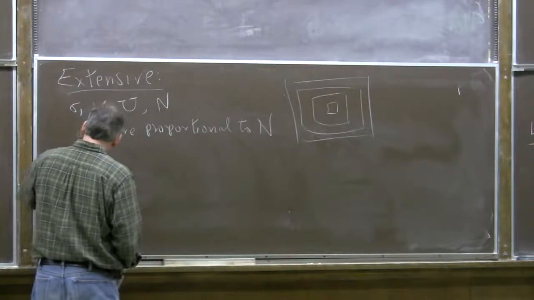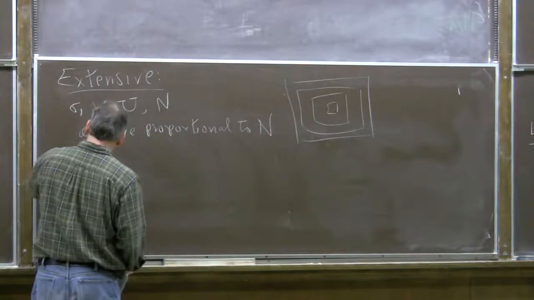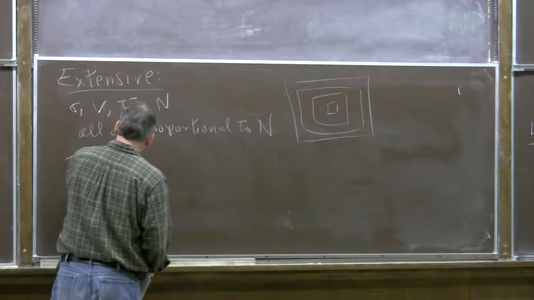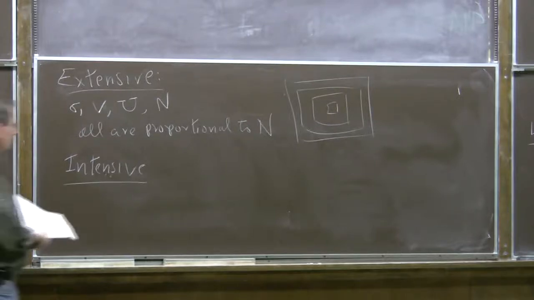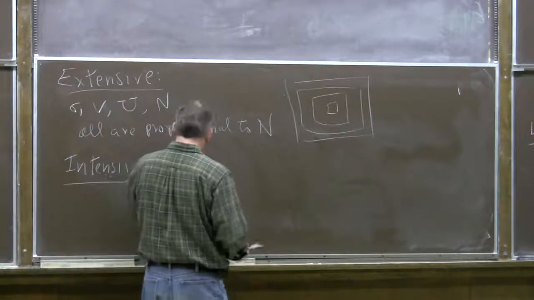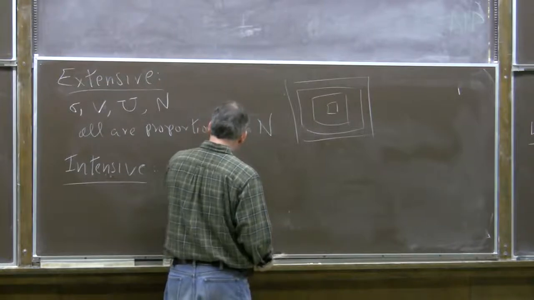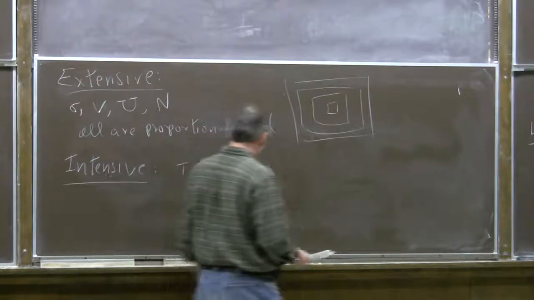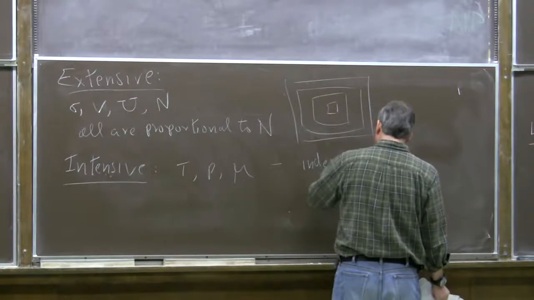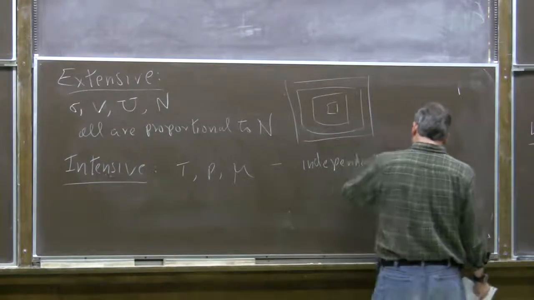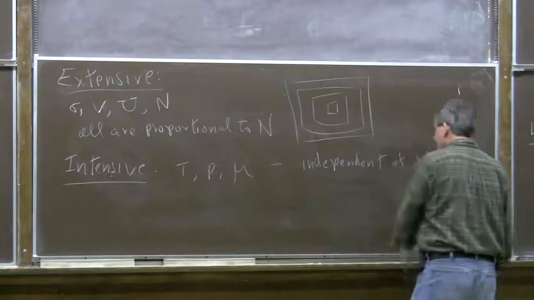Whereas intensive quantities keep the same value as we let the box get bigger and bigger and bigger, such as the temperature or the pressure or the chemical potential. So they're independent of system size or independent of number of particles as we scale the system up.